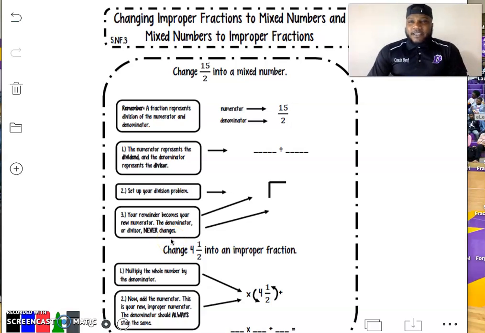Welcome to part two, okay, guys? So right now we're going to focus on changing improper fractions to mixed numbers and mixed numbers back to improper fractions, all right? So let's stop right there.